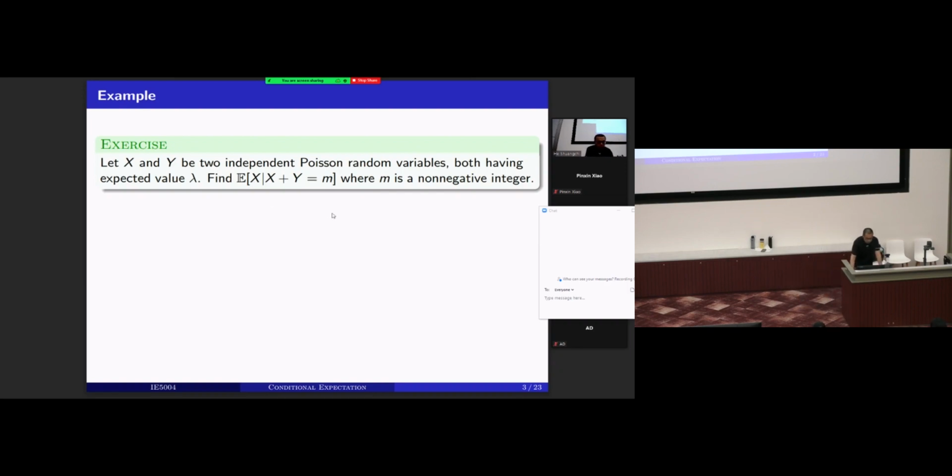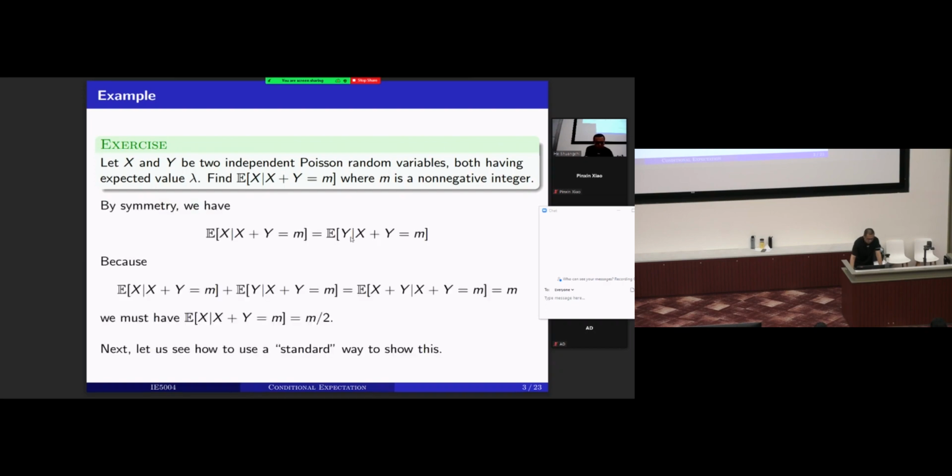So how to calculate this? And actually, for this one, there are two ways. The first way is pretty simple, and the second way is a standard way. So maybe let's first go over the simple way. The simple way is to use symmetry. So what do you mean by symmetry? Symmetry means, because here, this is a very special case.